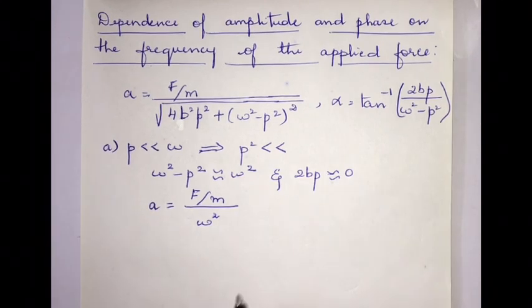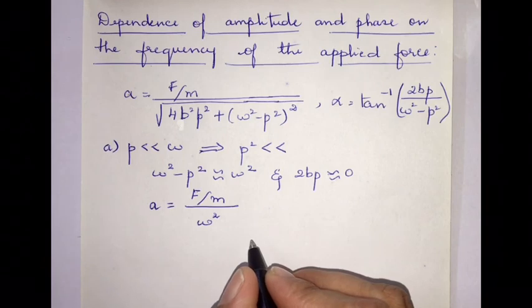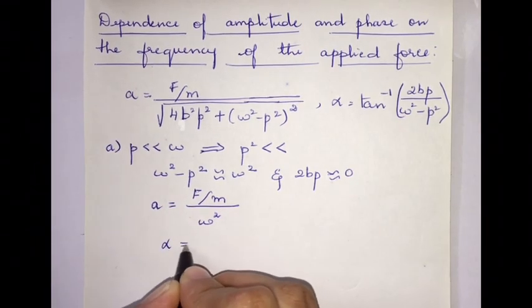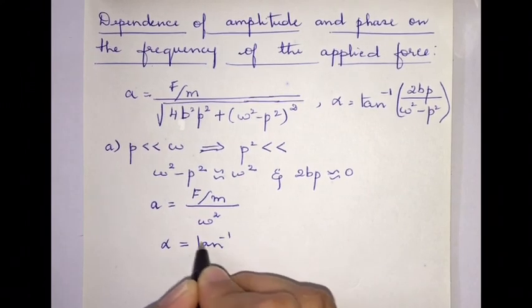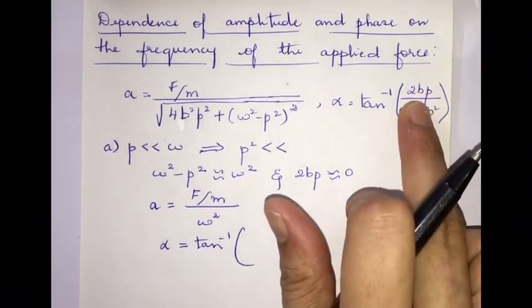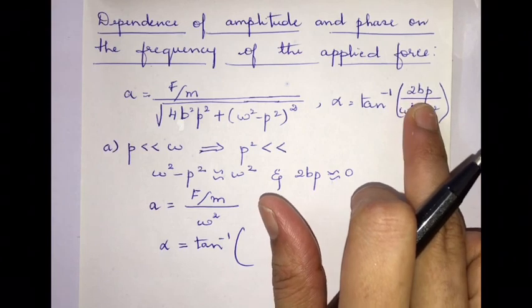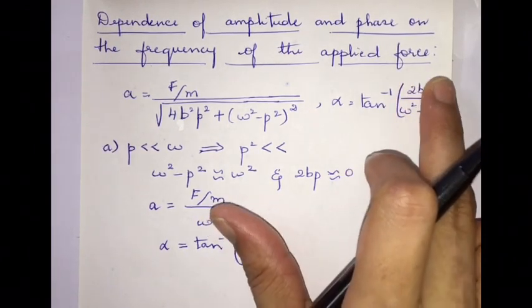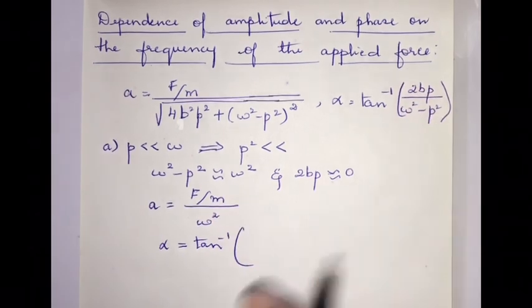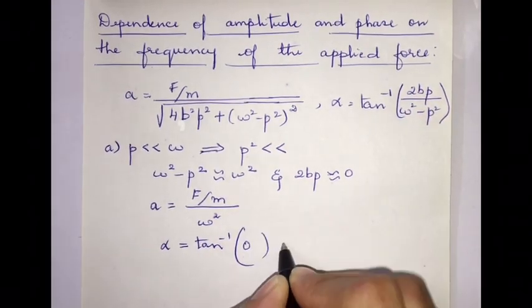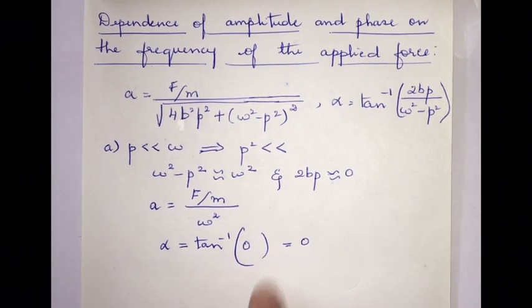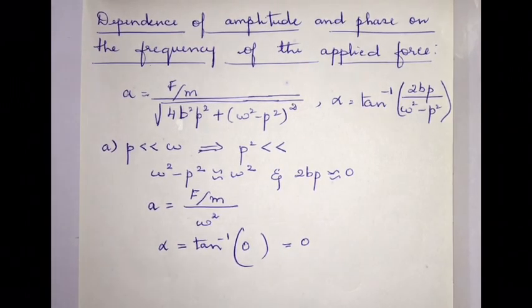Then what happens to the phase of the body? It is given by this equation. Alpha will be equal to tan inverse of, and you can see in this equation 2BP is a very small number, almost equal to 0. So tan inverse of 0 is 0. What this means is, since alpha is 0, the displacement and the force applied will be in the same phase.